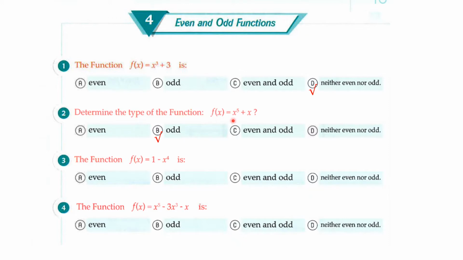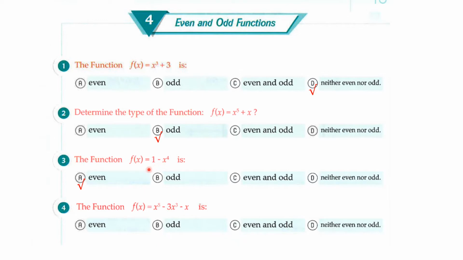If you do f of negative x, this will change sign and this will change sign. So everything changes sign, so it's odd. By looking, if they're all odd powers, it's an odd function. This function has an even power and a number. It is even, because with the even power and a number, there's no problem. But an odd power and a number, it's neither.